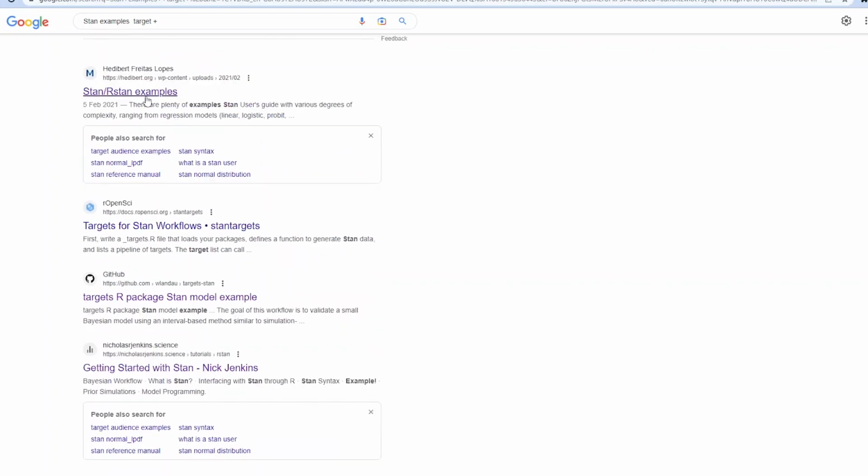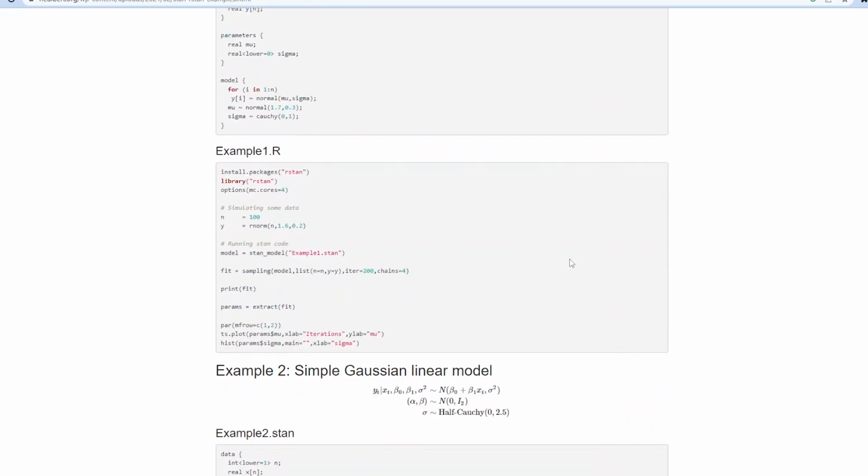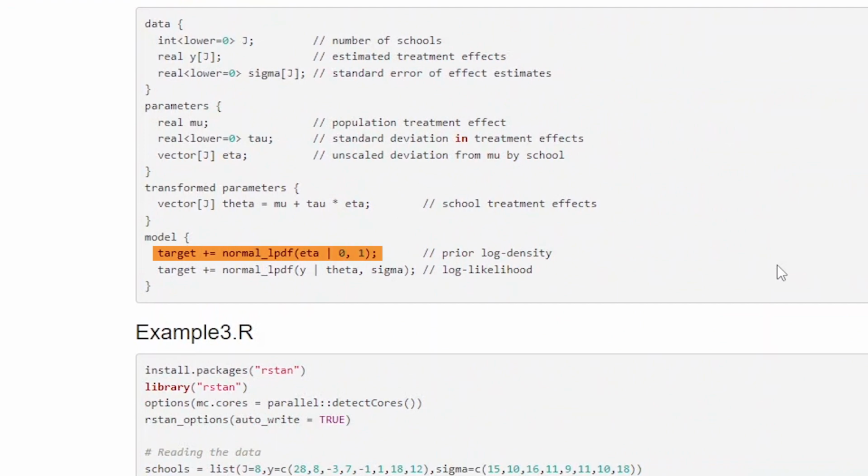Have you ever noticed going through someone's Stan code that sometimes you see this weird target plus equals notation? Well, today I'm going to explain to you what it means.